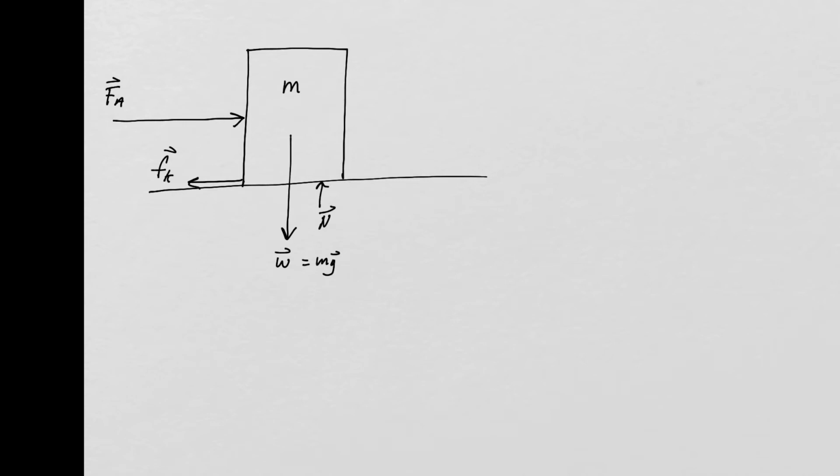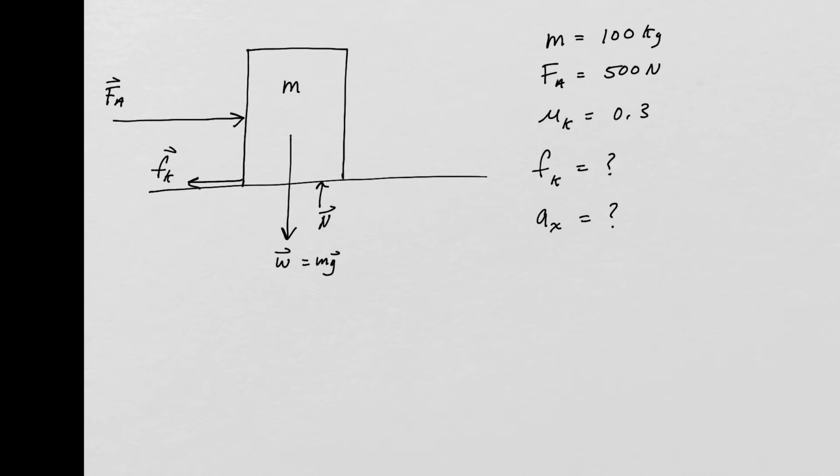Let's say we're told that the mass is 100 kilograms. Fa, the magnitude of that applied force, is 500 newtons. Let's say we're told the coefficient of kinetic friction is 0.3. And I want to figure out, first of all, the kinetic frictional force. And then once I have that, I want to answer the question, what is the acceleration in the x direction? Okay, and we'll use the same coordinate system. We'll say x is positive to the right, y is positive vertically.